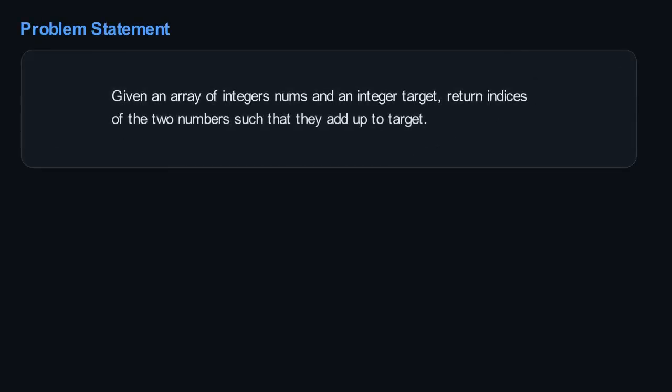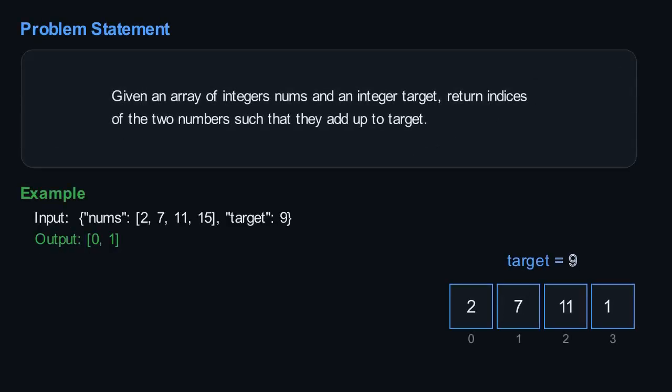Here's the problem. Given an array of integers and a target value, find the indices of the two numbers that add up to the target. For example, if our array is 2, 7, 11, 15 and target is 9, the answer is indices 0 and 1, because 2 plus 7 equals 9. We're guaranteed exactly one solution, and we can't use the same element twice. Before we jump to the solution, pause and think, what's your approach?